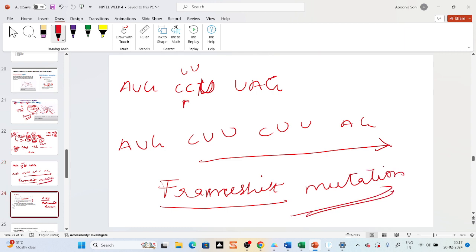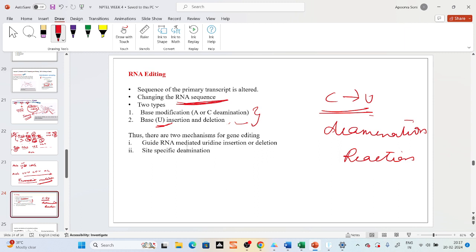Okay, so here we are talking about editing. What I am saying is that editing can be achieved in two ways. Editing means that you are changing the sequence. First is base modification, that means the deamination of cytosine or deamination of adenosine, or insertion or deletion of uridine.